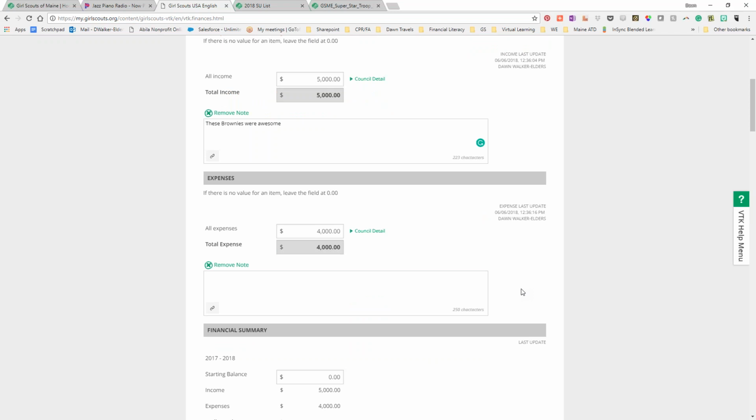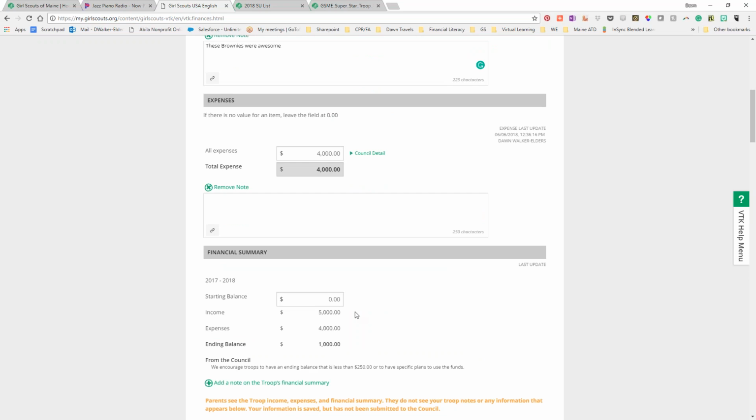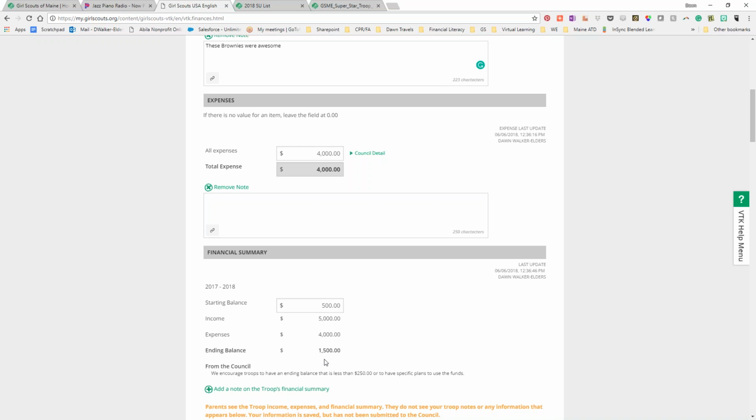Yep. And then what you'll see, I think if you scroll down just a little bit, yeah. So then in the summary, it's going to give you your income and expenses. If you would put a starting balance, then that would be there. Your ending balance. So Dawn is showing an ending balance of $1,000, which is a little bit higher than we would typically. Well, and it's going to be more because I just put in that we started with 500. So that is a lot.